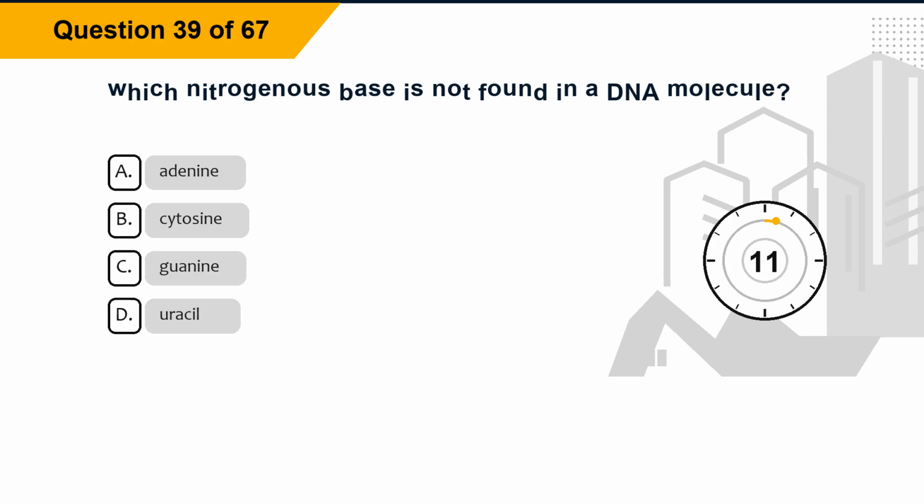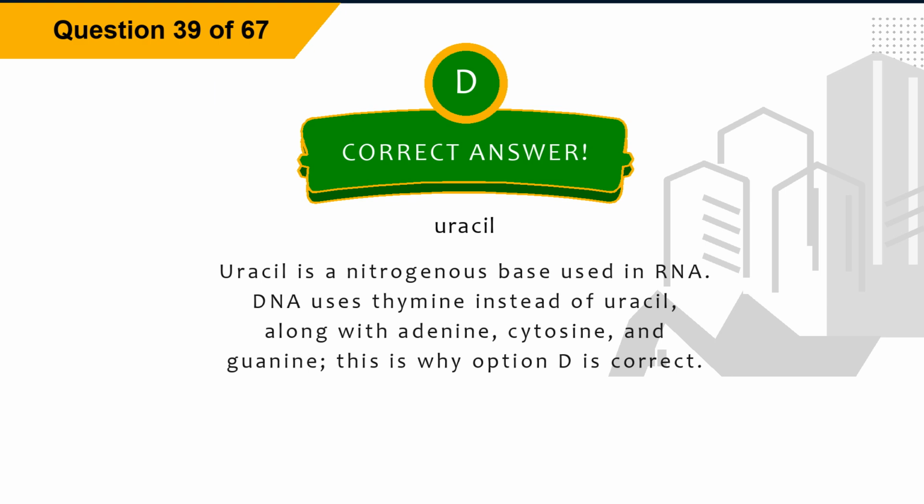Question 39. Which nitrogenous base is not found in a DNA molecule? Option A, adenine. Option B, cytosine. Option C, guanine. Option D, uracil. The correct answer is option D, uracil. Explanation. Uracil is a nitrogenous base used in RNA. DNA uses thymine instead of uracil, along with adenine, cytosine, and guanine. This is why option D is correct.